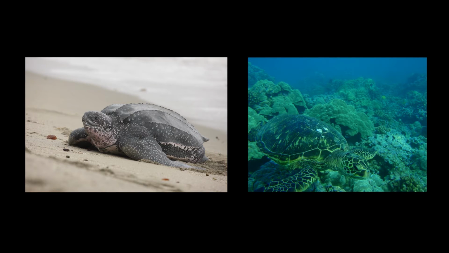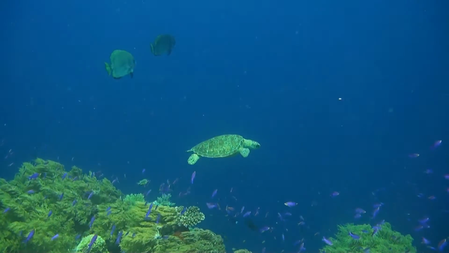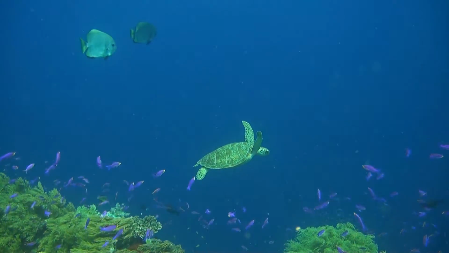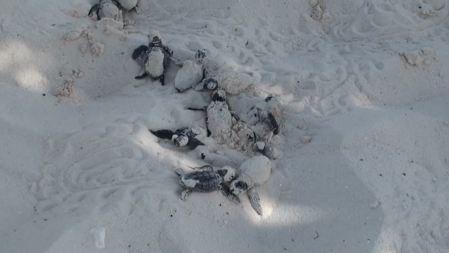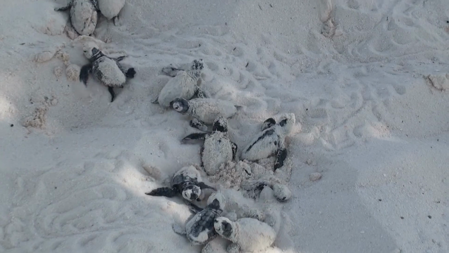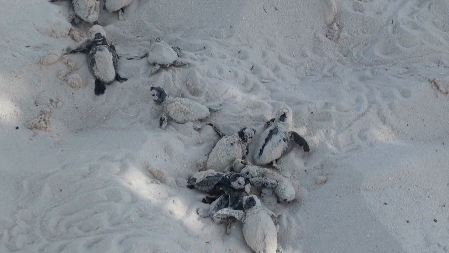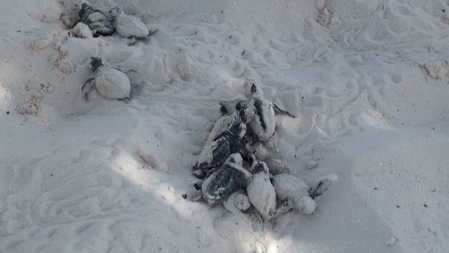For instance, think about species of sea turtles. They generally have large body sizes and long lives, which is typical of K-selected species, but also produce large numbers of offspring and provide little parental care, which is more typical of R-selected species.